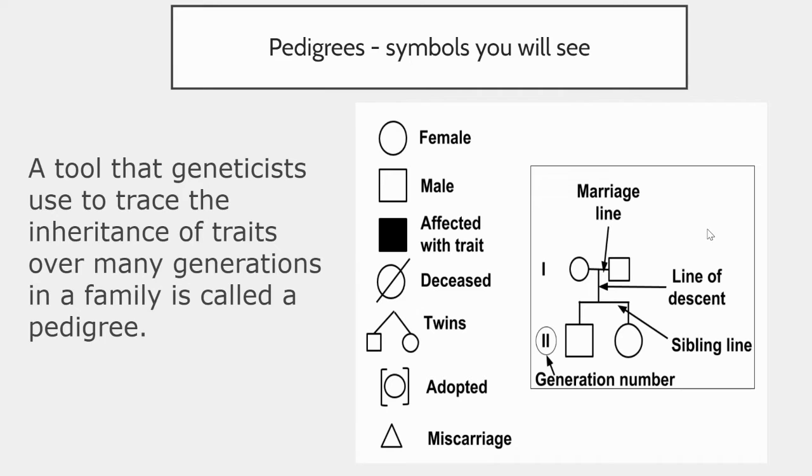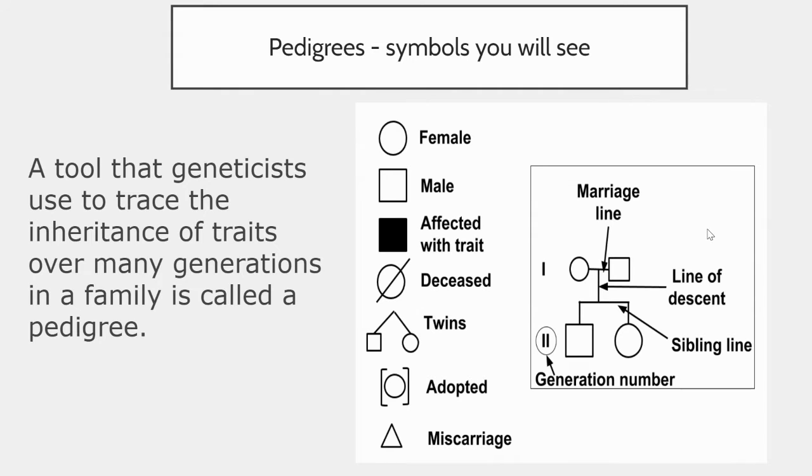So pedigrees, you can see a lot of different types of symbols there. A circle is for a female, someone who's genetically female. A square is for somebody who is genetically male. A darkened shape, if it's a circle or a square, is going to be somebody who is affected with a trait or has a certain trait. If they have a line through them, they have passed away, they are deceased.